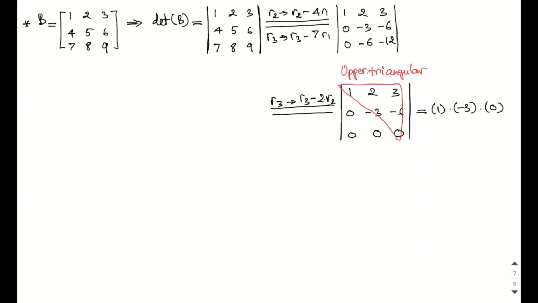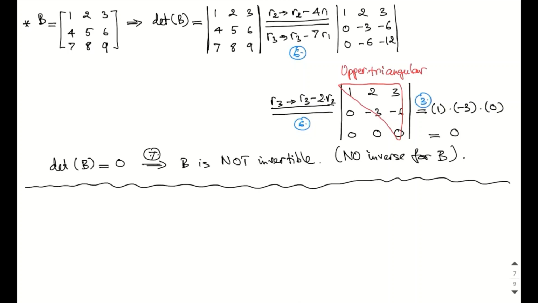And these are going to be 1, negative 3, and 0. Of course, you instantly get 0. Here, that's property number 3. Right here, I use property number 6. And right here, I use property number 6. The determinant of B has been found to be 0. And so by property number 7, B is not invertible.